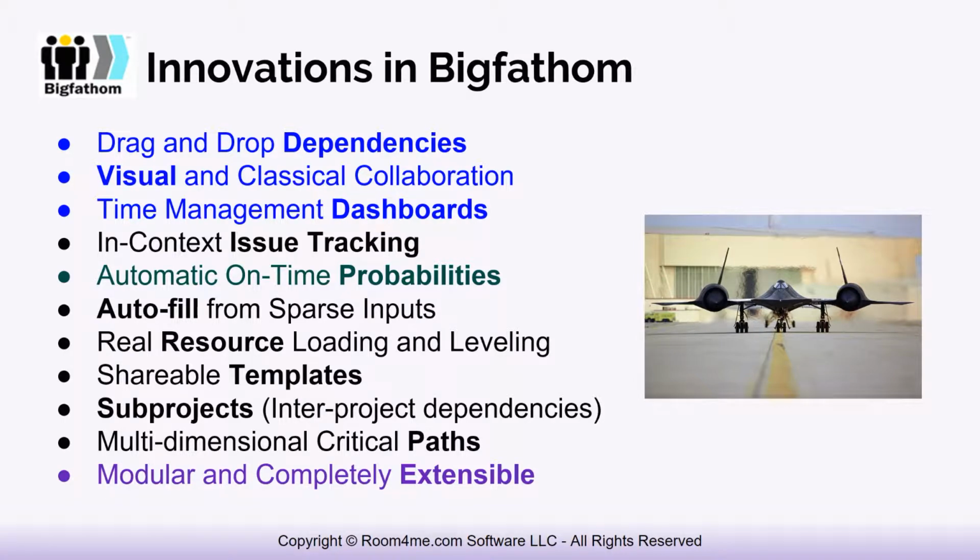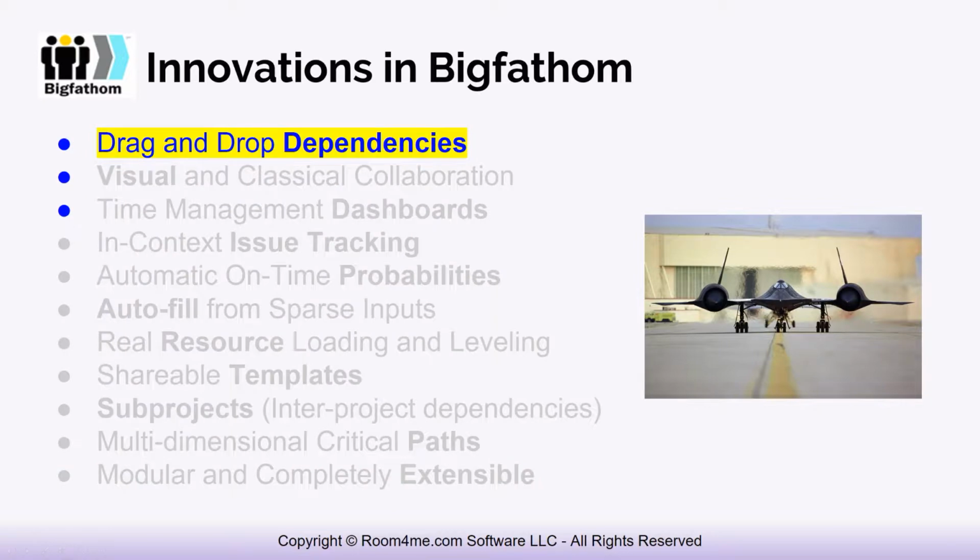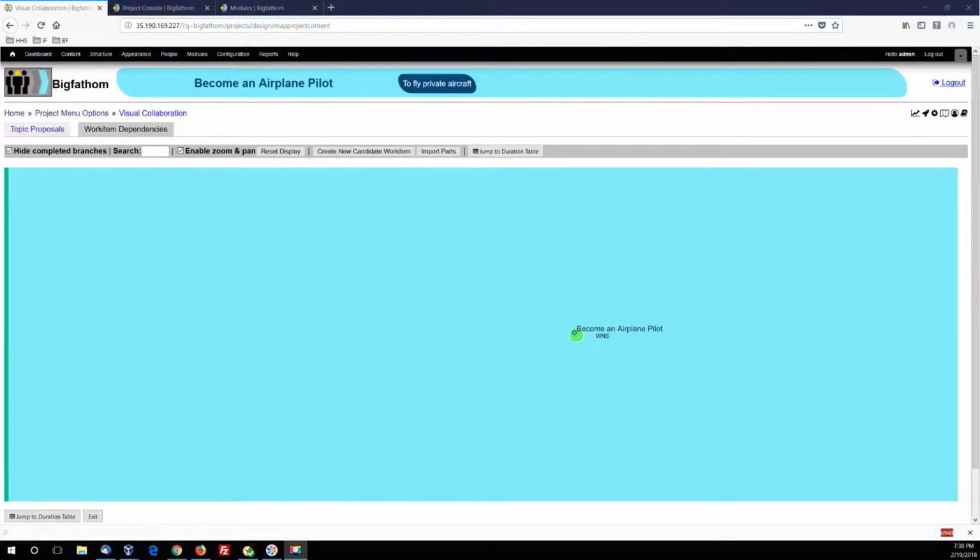Let's take a brief look at drag and drop dependencies within Big Fathom. Big Fathom supports drag and drop visualizations of dependencies. Let's take a look at this by diagramming our thought process on what it would take to become an airplane pilot. We've started off by creating a project where the name of the project is simply become an airplane pilot.